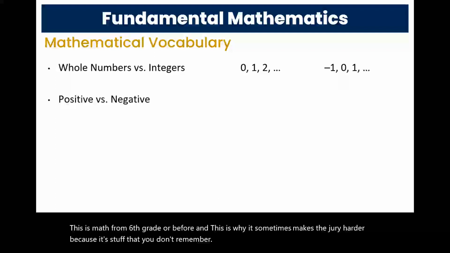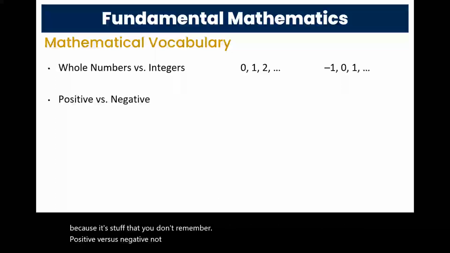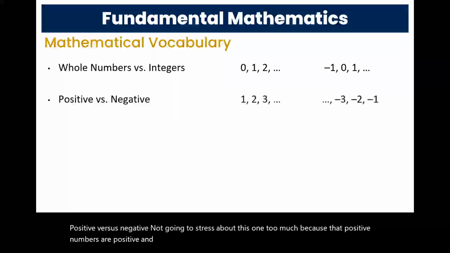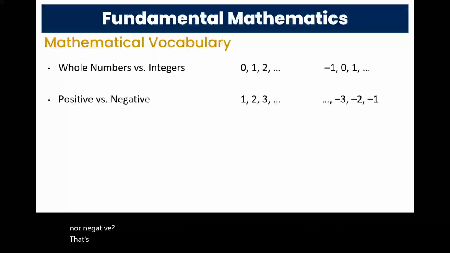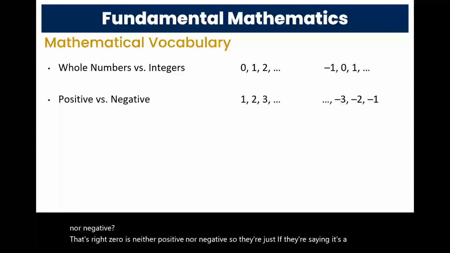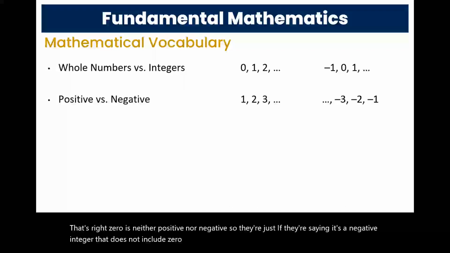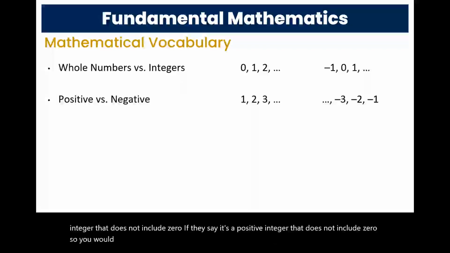Positive versus negative, not going to stress about this one too much, because you know that positive numbers are positive and negative numbers are negative. What number is neither positive nor negative? That's right. 0 is neither positive nor negative. So if they're saying it's a negative integer, that does not include 0. If they say it's a positive integer, that does not include 0. So you would not want to include that in your thinking.